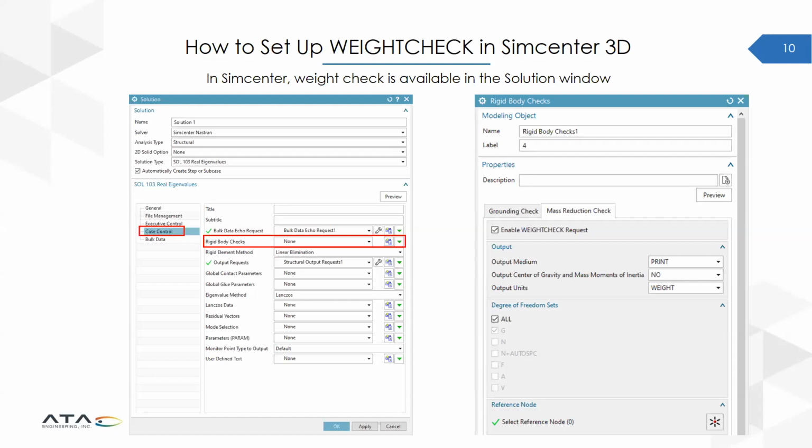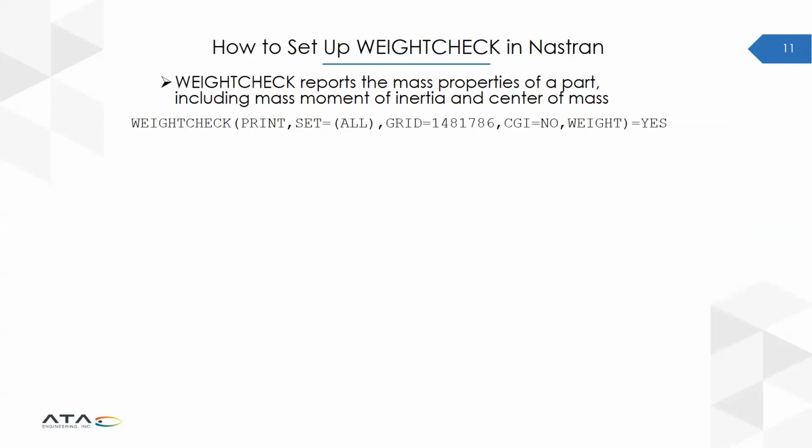And here, again, you can set up both grounding and mass reduction, which is WEIGHTCHECK here. And then it looks like the Femap window with just different formatting, but you can choose how to output it, and choose the CGI options and units, and then also which DOF sets. And I'll get into that in more detail later too. And also reference node.